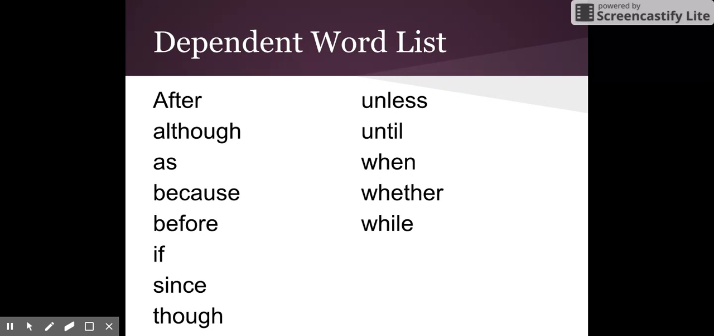So here's a list of the dependent words. I also gave it to you so you could affix it into your grammar notebook. That way you have all of these. And if you look through them, they kind of make sense.